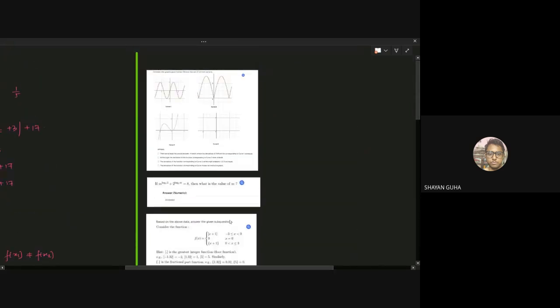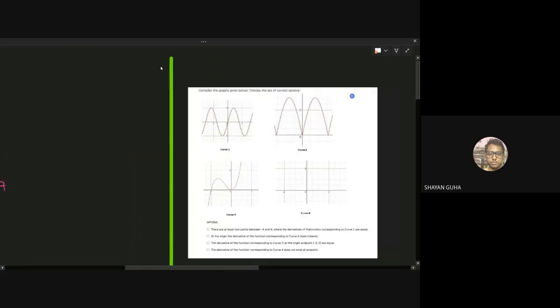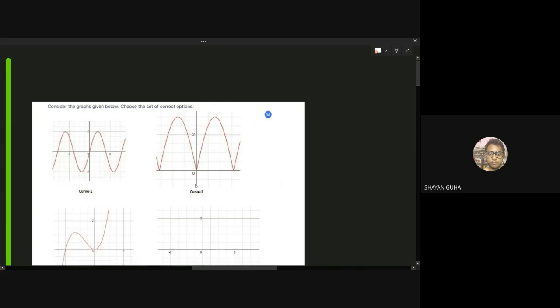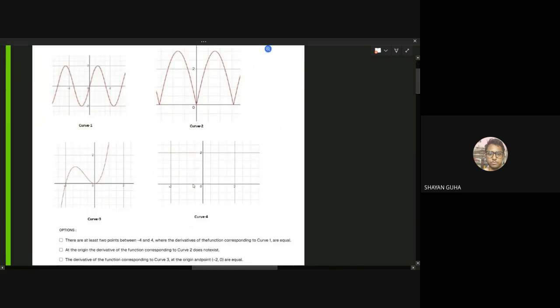Okay, this graphical question. Let's do it here only. I will do the remaining part there. Just tell me if the question is visible. Okay, you people just give me a thumbs up that the question is visible.